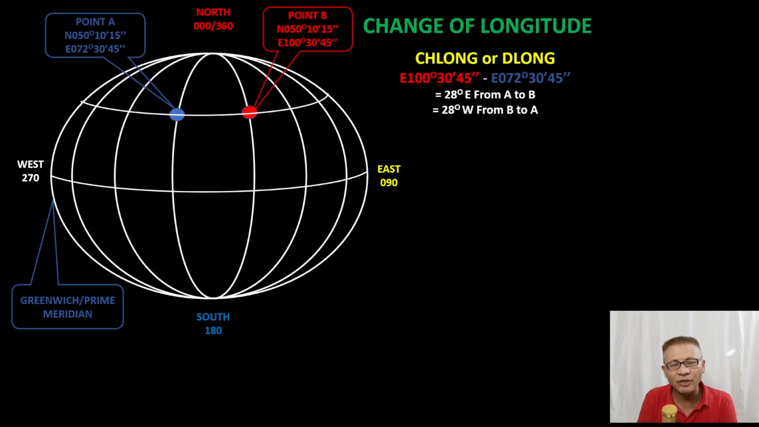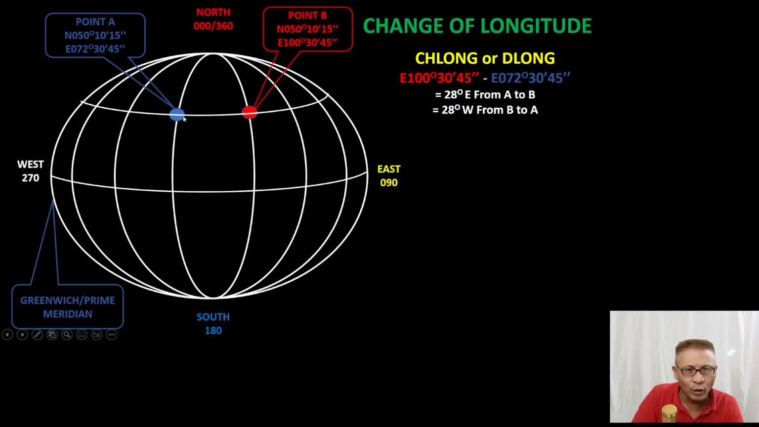Similarly, we can have the change in the longitude, but that has to be measured along a particular latitude. So if I say that point Alpha is at 50 degrees north, 10 minutes and 15 seconds, and point Bravo is also 50 degrees north, 10 minutes and 15 seconds, they are on the same parallel of latitude. Let us assume that this particular meridian, as we measure from the Greenwich meridian, is 72 degrees, 30 minutes and 45 seconds. So we will say that the longitude is east 72, 30 and 45 seconds. Likewise, the longitude of this place is 100, 30 and 45.